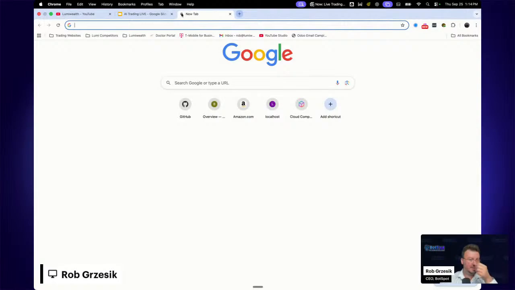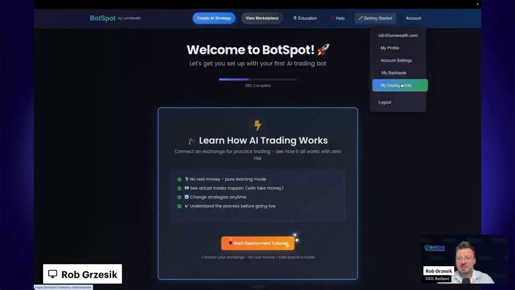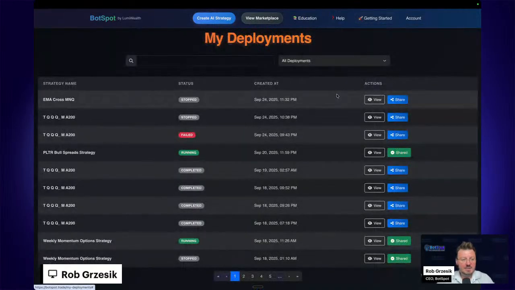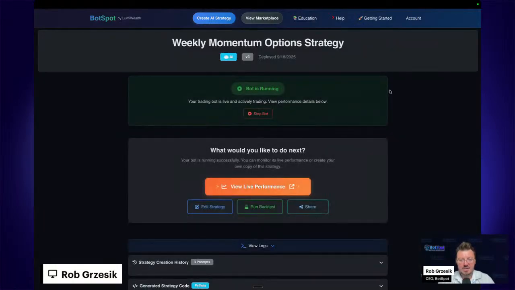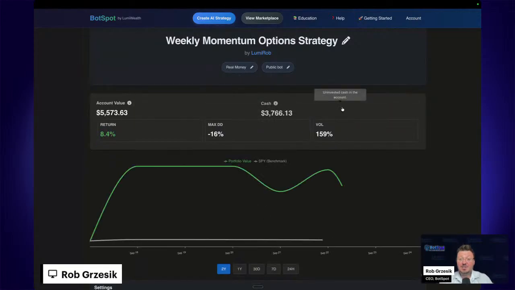Let's jump into this. We're going to take a look at how our existing strategy is doing. So I'm going to go into BotSpot, into my deployments. And this is the one that we ran last week, the weekly momentum options strategy. So let's take a look at this one here, and let's take a look at the live performance. And we're actually up. Amazing. Very cool. So this is what happened with the bot from last week.